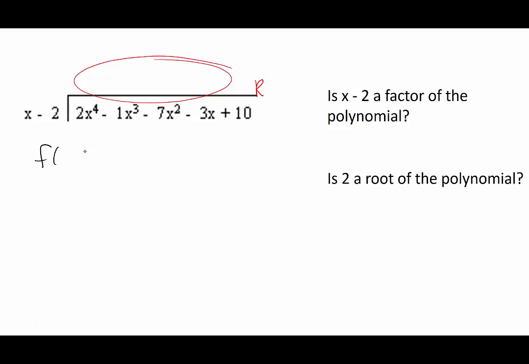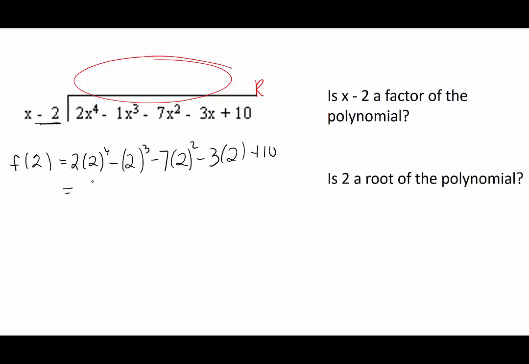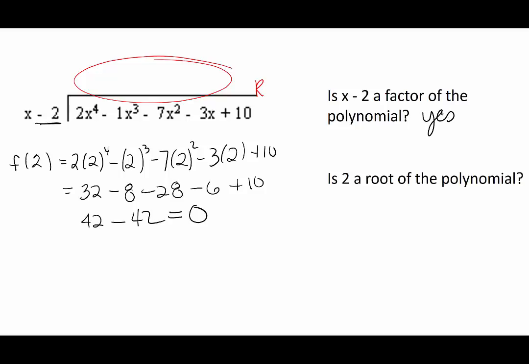So what am I going to plug in? I'm going to plug in the opposite of negative 2. I'm going to plug in 2. Pause the video and simplify. So I'm going to get 42 minus 42 is equal to 0. Is x minus 2 a factor of the polynomial? Yes. How do we know that? We got a remainder of 0. Is 2 a root of the polynomial? Yes. X minus 2 is the factor, 2 is the root.